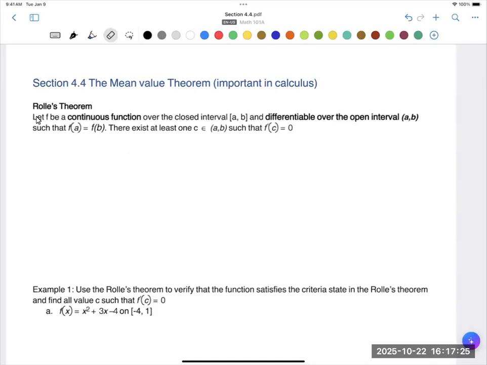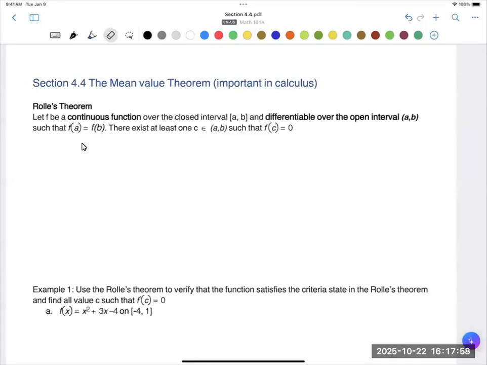The theorem says, let f be a continuous function, so no break, no jump in between, over a closed interval and differentiable over the open interval. So it means at every single point in this interval, the function will be able to take a derivative. It is defined such that f of a is equal to f of b.